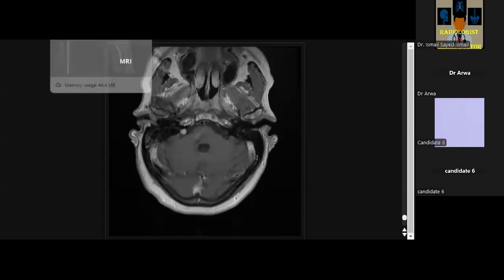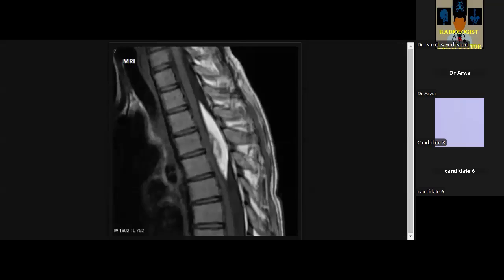Okay, the next candidate, please. Stay with me, candidate 1, 2. Stay with me. The third candidate in this group, it's a spot image. Spot image. Just what's the lesion that may take a high signal in T1, possibilities.